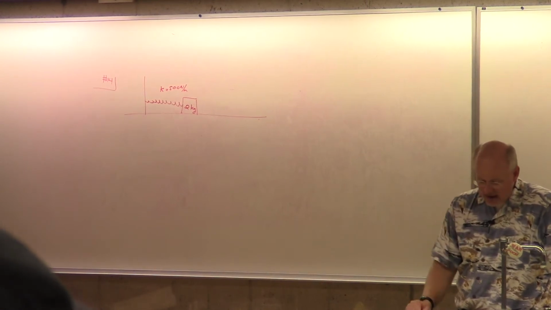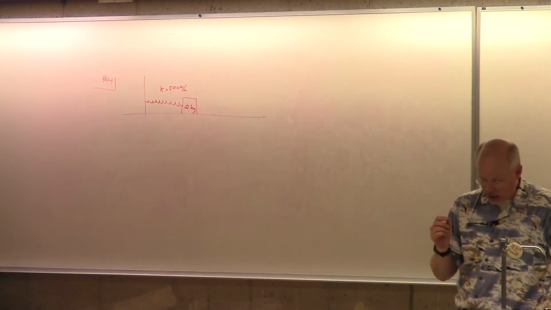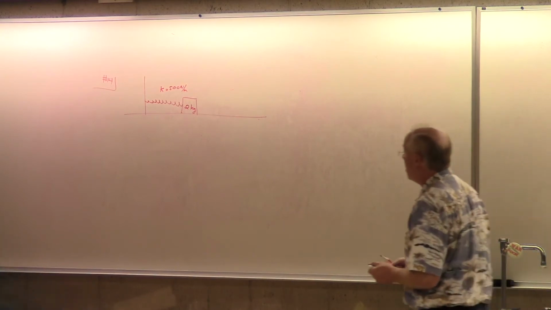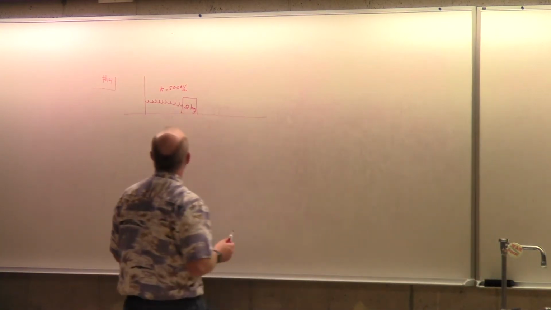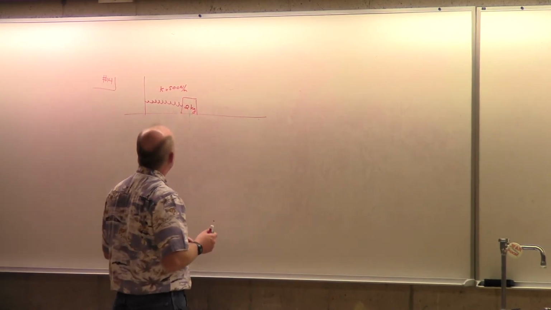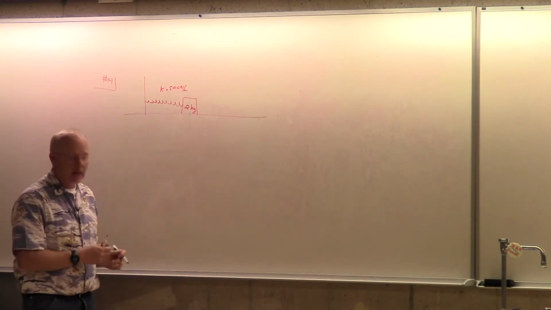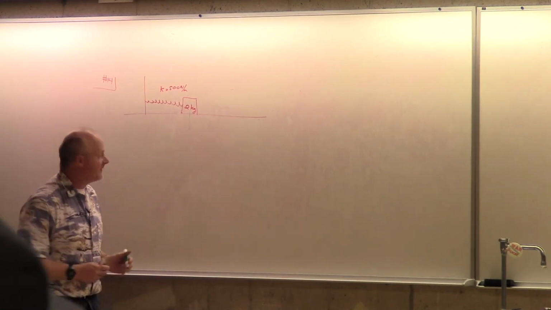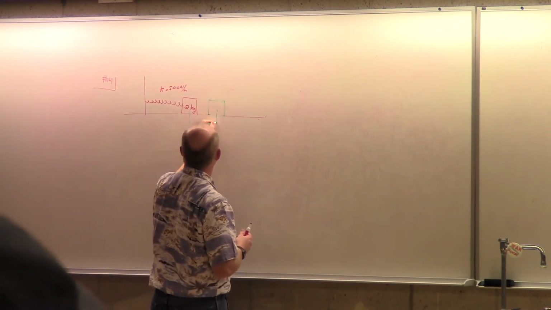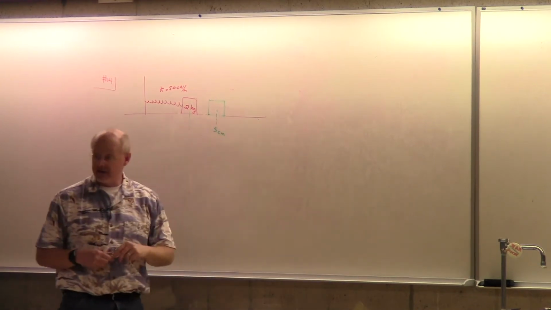It says the block is then pulled 5 centimeters to the right of equilibrium and released. All right, so changing colors a little bit here. To the right of equilibrium. So maybe I'll put a little dashed mark here and mentally tell myself, okay, that's equilibrium. So when I pull it to the right 5 centimeters, I guess I'm over here somewhere.